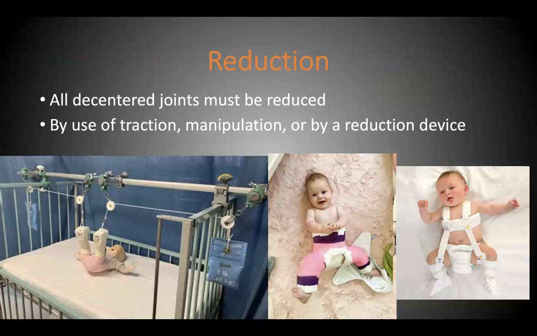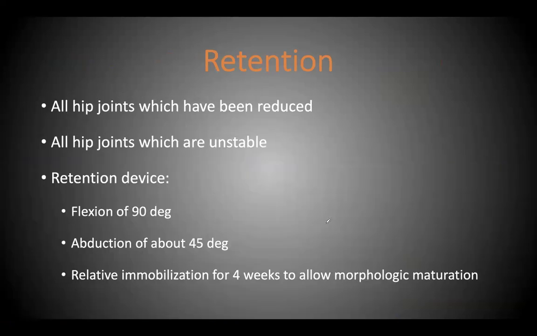Now, once you have applied the treatment of your choice, you will see that the hip is reducing. Once it gets reduced, then you have to retain the hip back in the joint. Till the hip stabilizes inside, you have to maintain that reduction with the help of a retention device, which keeps the hips in 90 degrees of flexion, about 40 to 45 degrees of abduction, and a relative immobilization for about 4 weeks for the hip joint to mature.